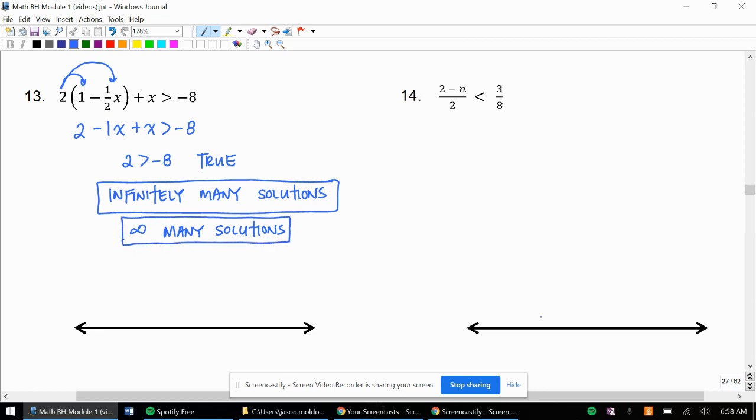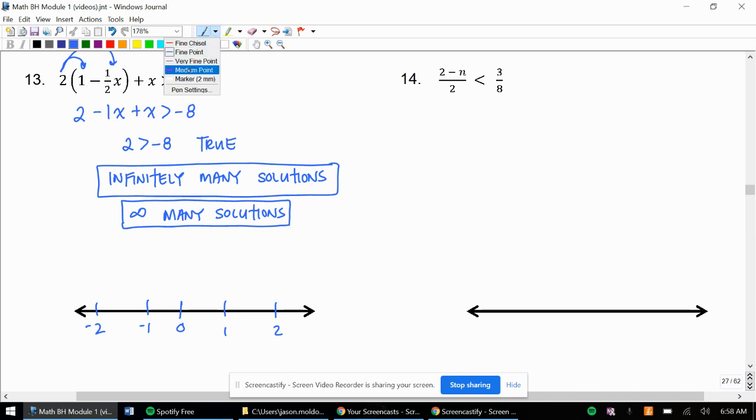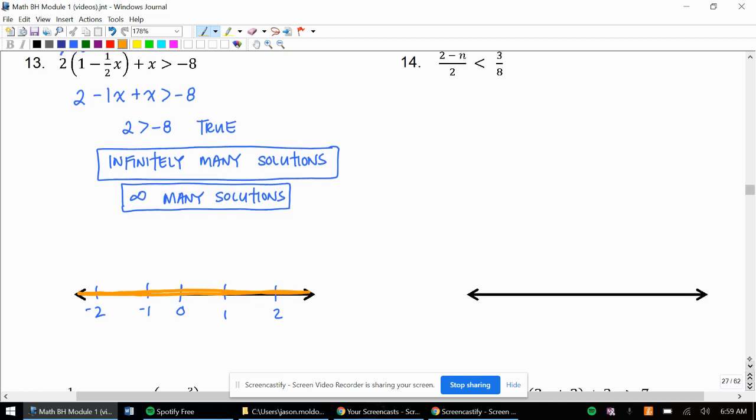And even though we're not graphing a lot of these, I would like to graph this one. There is a graph for this. Just pick some values to plot on our number line. And think for a second, what would it mean to have infinitely many solutions, or any value works? That would mean that you would actually have the whole number line shaded or filled in. Anything will work. Positives, negatives, 0, whole numbers, fractions, decimals.